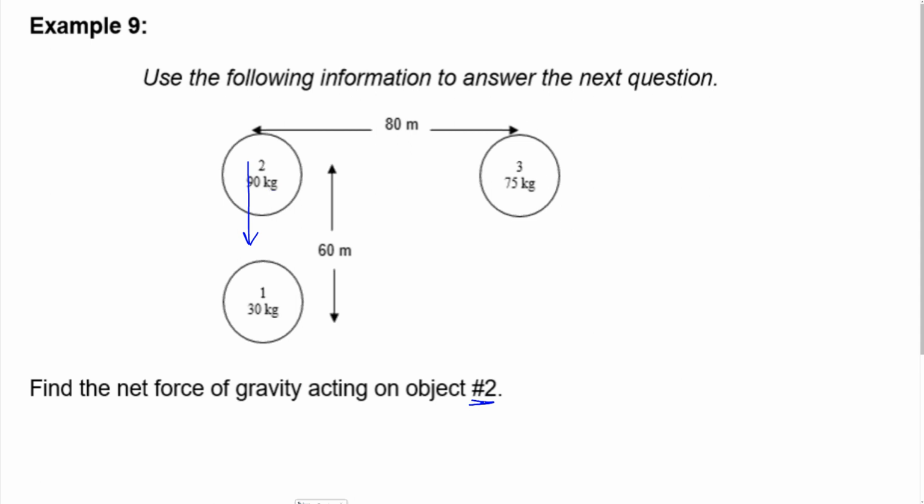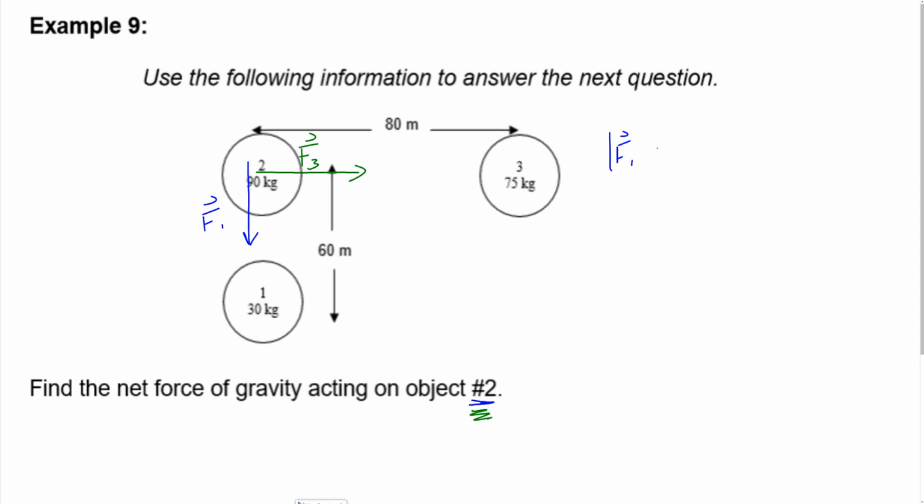Now let's look at 3 and 2. 2 is pulled towards number 3. It's attracted towards number 3. Now 3 is also pulled towards number 2, but I don't care what happens to number 3 because I'm not looking for the force on number 3. I'm looking for the force on number 2. I care that 2 is pulled down towards number 1 and that 2 is pulled to the right towards number 3. So let's find the force caused by number 1. Let's find the force caused by number 3. And then let's combine those.